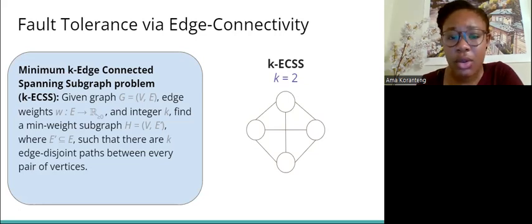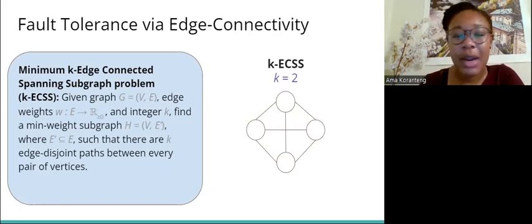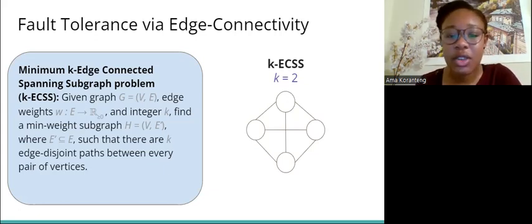And also notice that the edge fault tolerant interpretation of this problem looks at k-1 faults, while the connectivity interpretation wants k edge disjoint paths. So there's this off by one difference in the interpretations.